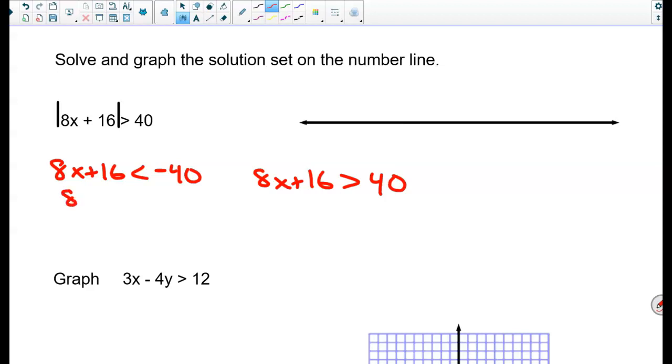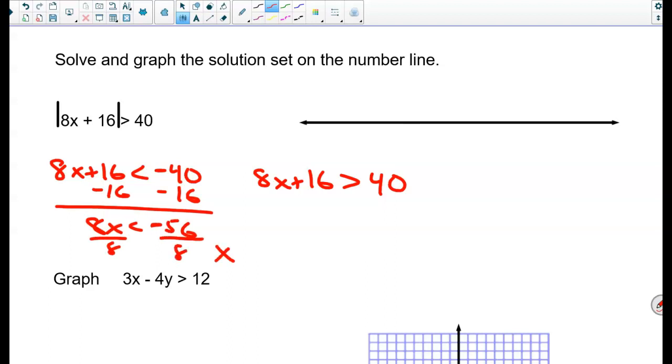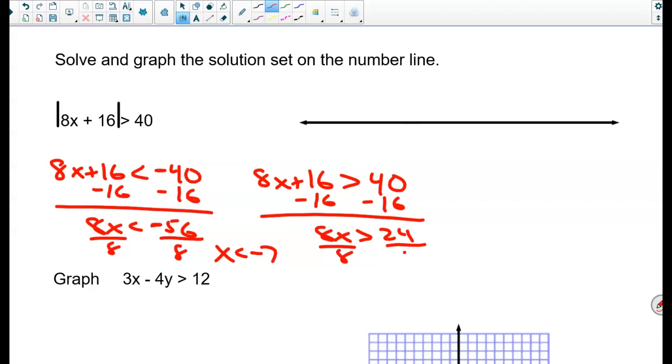So here we subtract 16 on both sides. 8x is less than negative 56. We divide by 8, x is less than negative 7. Here we subtract 16 on both sides. 8x is greater than 24. We divide by 8, x is greater than 3.